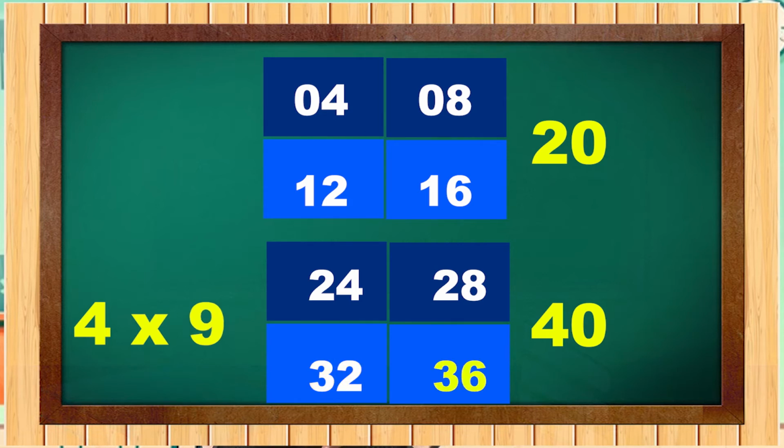Next number, 4 multiplied by 9 equals 36. Outside, 4 multiplied by 10 equals 40.